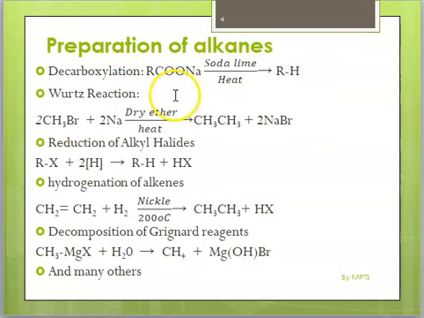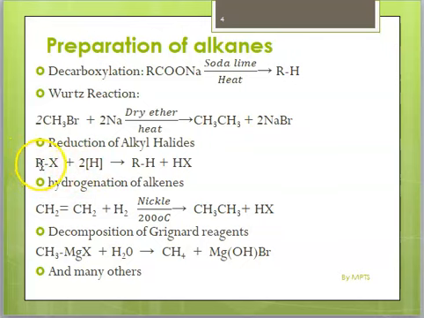How do we prepare alkanes? Of course, from decarboxylation of the acids, RCOOH, where R means a methyl group, using soda lime and heat. And of course, you get this one, decarboxylating, removing this one. Wurtz reaction, as shown, this is a doubling up chain. We double up the carbon atom using dry ether and heat. We get an alkane which has doubled carbon numbers. Reduction of alkyl halides, as shown here.